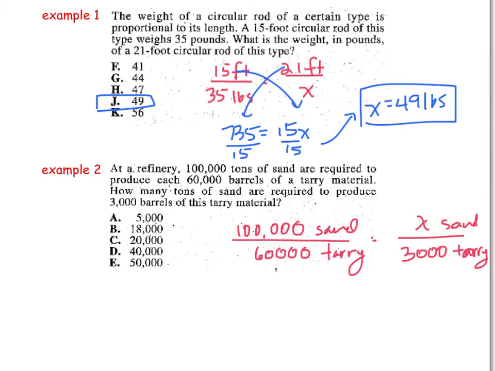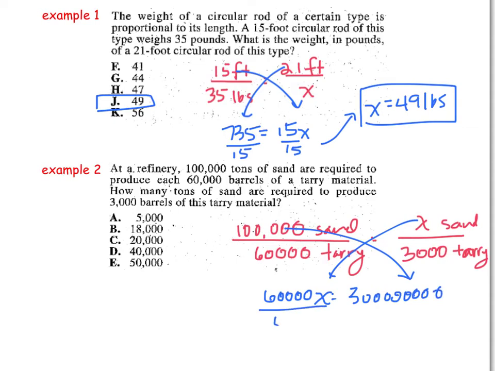So when I do this particular question, you cross multiply, and get 60,000 times x equals 3,000 times 100,000. So that's 3, and then 1, 2, 3, 4, 5 zeros. And here's where you pull out your calculator and divide both sides by 60,000.